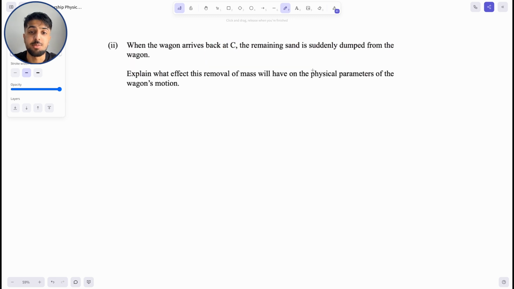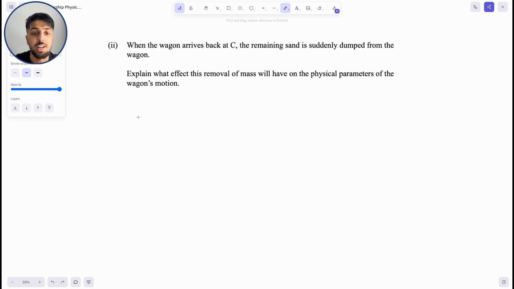When the wagon arrives back at sea, the remaining sand is suddenly dumped from the wagon. Explain what effect this removal of mass will have on the physical parameters of the wagon's motion. Okay, so this question is fairly simple. Everything that relies on mass will be affected, such as energy and force, whereas anything else will have no effect, right?